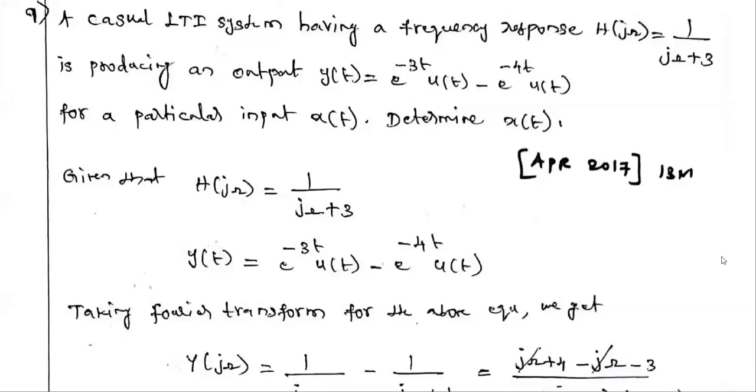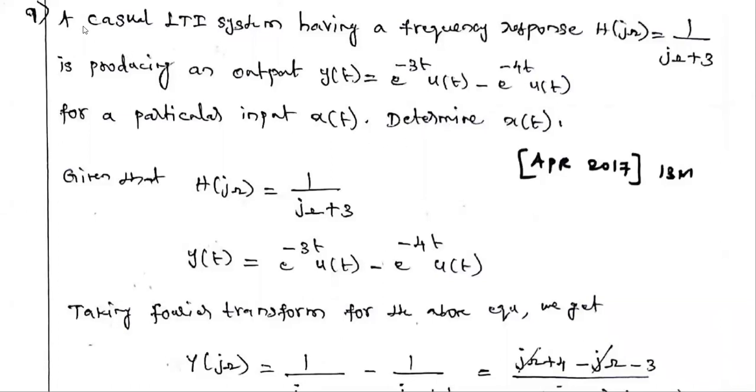Welcome to my channel. In this video, we are going to solve one problem related to analysis of LTI system using Fourier transform. This is a different problem. In the previous two videos, we solved two problems, in which the differential equation, the system equation, was given, so we calculated the frequency response, impulse response, and output. Here the given data is different. This is another possibility of asking the question.